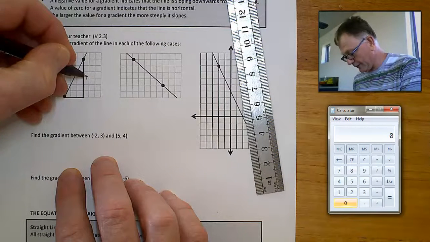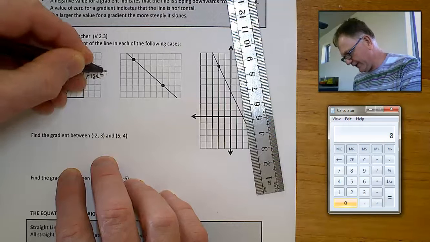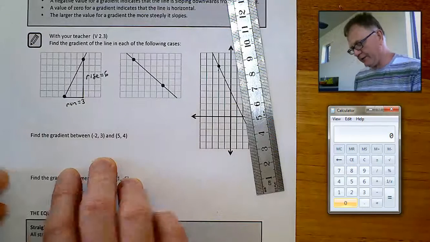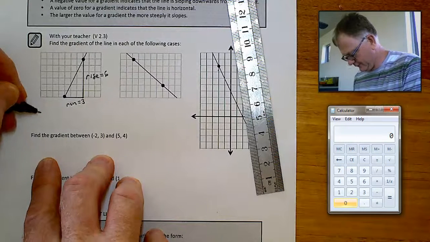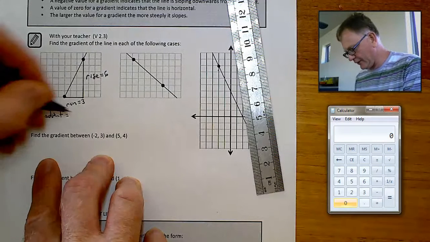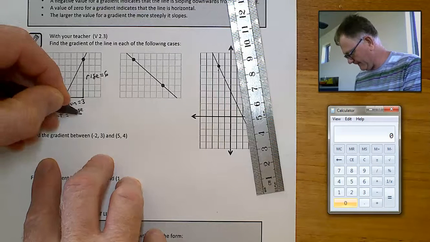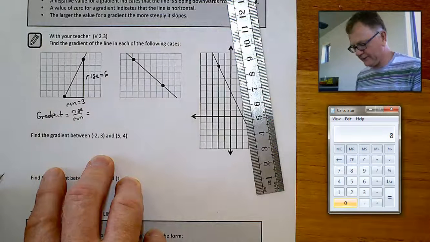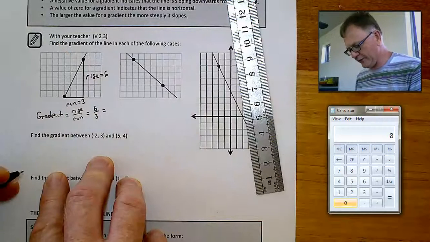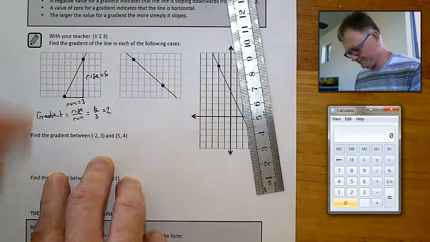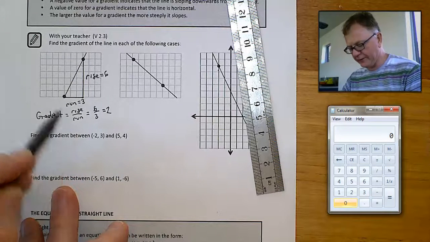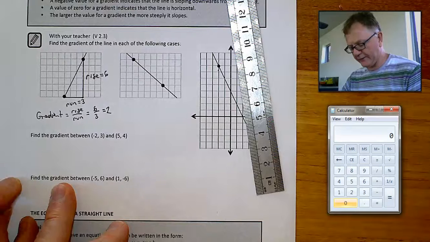So the rise equals 6, and the run, the number of squares I go along, equals 3. So if I want to work out the gradient, how steep is the line? It's the rise divided by the run. So that will equal 6 divided by 3, and 6 divided by 3 equals 2. Notice that that's a positive answer because it's sloping upwards as I look at it from left to right.